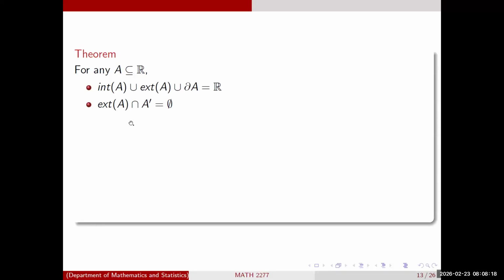Now, the second one is very useful. It's saying that the exterior intersect A prime is empty. Now remember what A prime was. A prime is the set of all limit points, sometimes called the derived set of A. So all the limit points live in here. This one is saying that if you are an exterior point, then you cannot be a limit point. Or if you are a limit point, you cannot be in the exterior. So these two sets are disjoint.